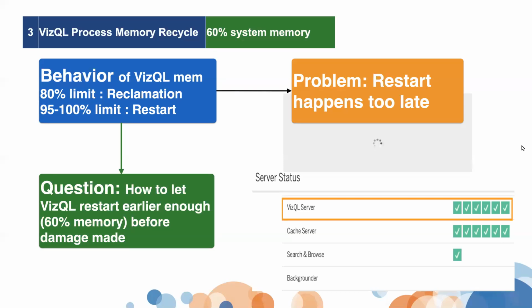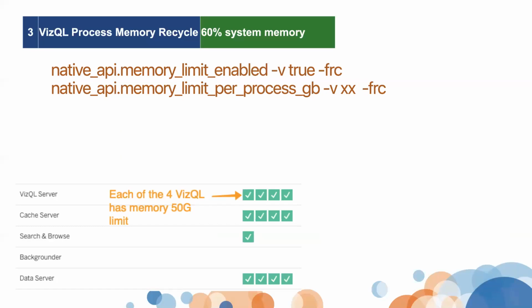It's too late. I would like the VizQL server to restart at somewhere around 60% memory, before the damage is made. That is what I want to do. Can we do that? How do we do that? That's the question. How can we let this VizQL restart early enough before damage is made? The good news is there is a setting. That is what I have here on my slide.